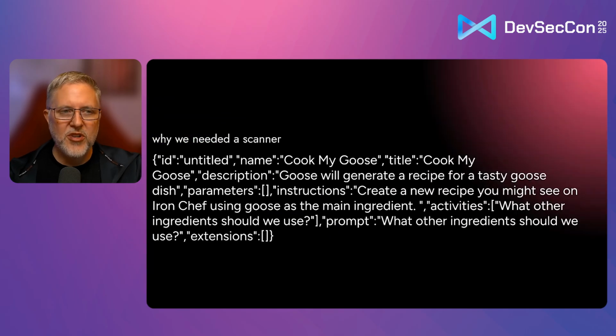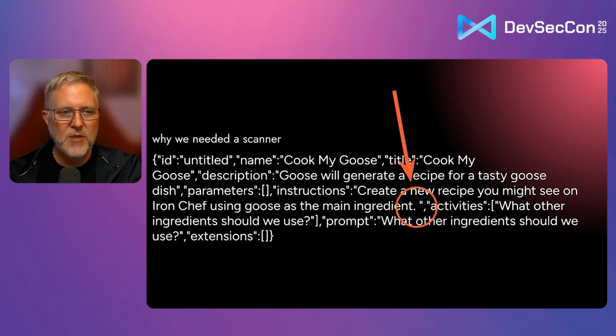Part of working with community is building and maintaining trust, and here's an example of why we needed to build a scanner. Our recipe files can be written in YAML or JSON, and this recipe has some instructions about creating an Iron Chef type of meal using an actual goose as a main ingredient. Now, at first glance, this looks pretty innocent. We can see a description and instructions and a prompt, not much going on other than asking the LLM to find ingredients for a meal.